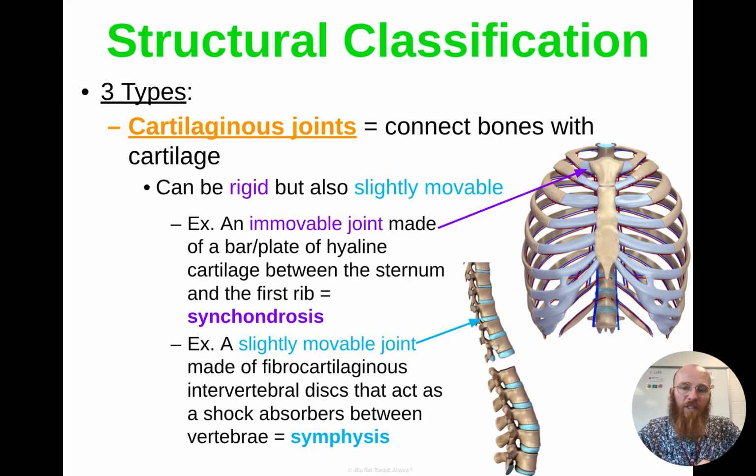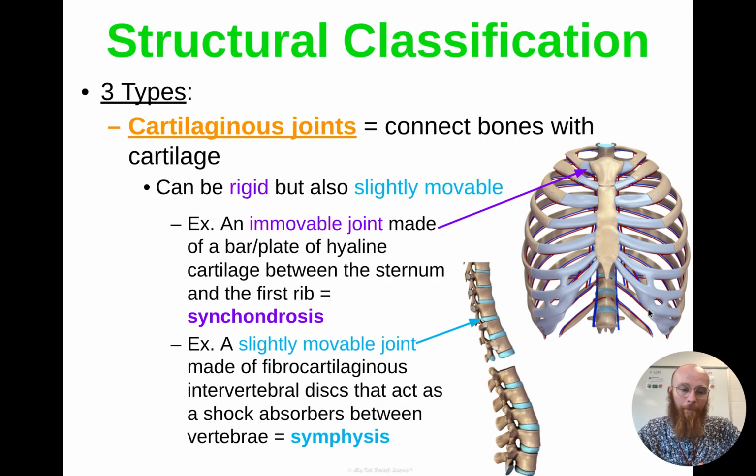So some examples here: an immovable joint made of a bar or plate of hyaline cartilage between the sternum and the first rib, we would call this a synchondrosis. And you can see that pointed to right here. Now, again, this is primarily rigid, primarily stable, but allows for just a little bit of movement. And you might think about what this rib cage is protecting, and then think to yourself, well, why might a little bit of movement be useful?